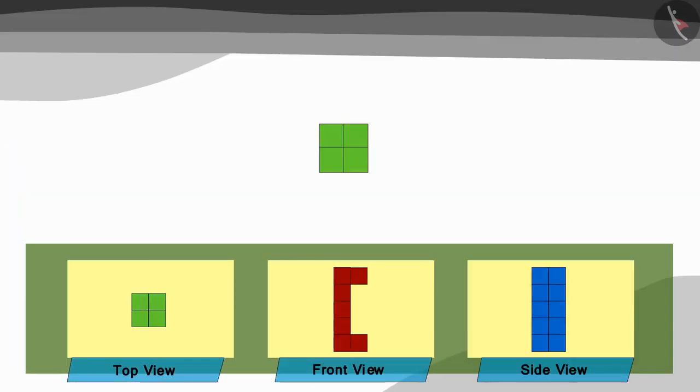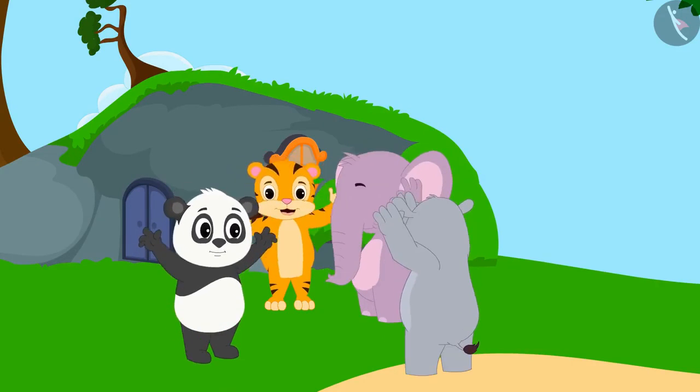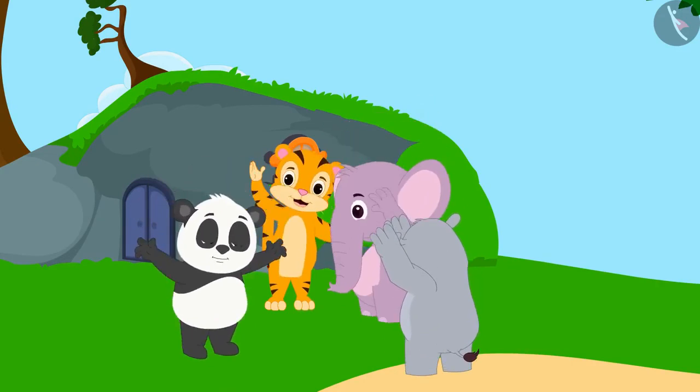Yes, the picture of the model made by the 3 friends is perfect. See how they are dancing happily.